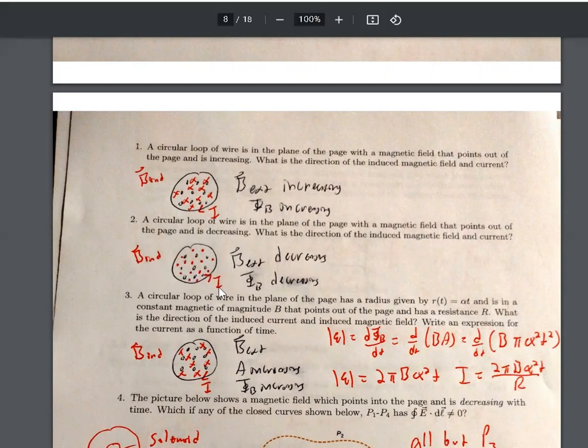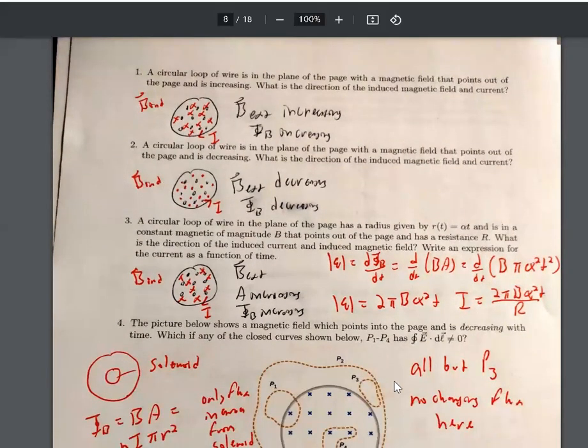And once again, we can find the current via the right-hand rule. Notice if you point your thumb counterclockwise anywhere around this loop, then the fingers of your right hand will point out of the page, which is in the direction of the induced magnetic field. All right, so one more like this.